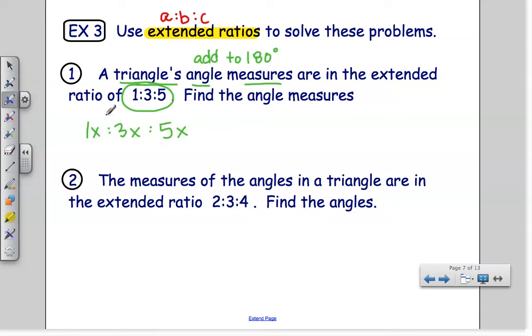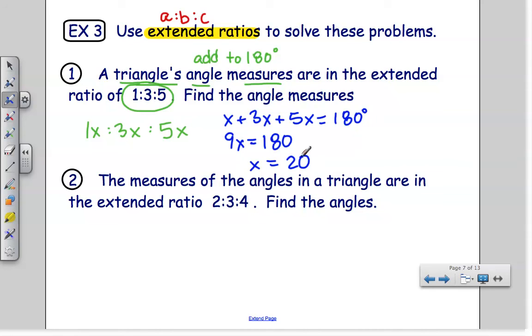And now, what do I know I can do with these three angle measures? I know that these should add up to 180. So this first angle, which is x, and the second angle, which is 3 times that x, and the third angle, which is 5 times that x, all added together should equal 180 degrees. Combine my like terms. I have 5x, 3x, and another x, so that would be a total of 9x equals 180 degrees. Divide by 9, and I figure out that x equals 180 divided by 9, which is 20.